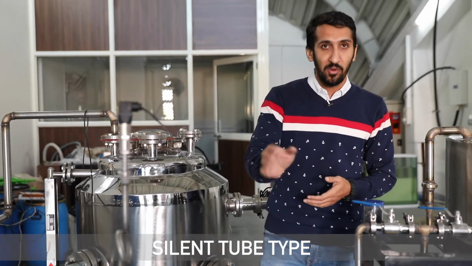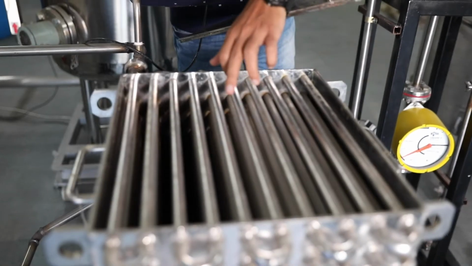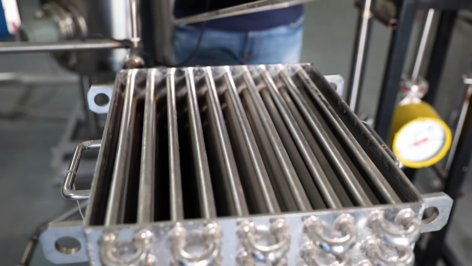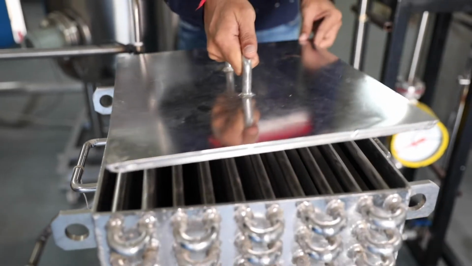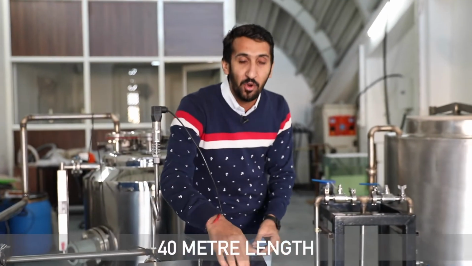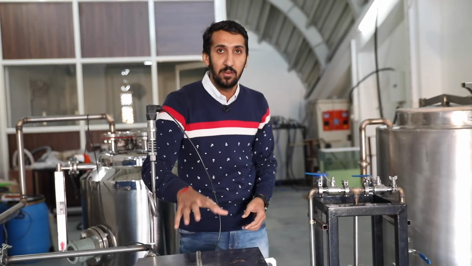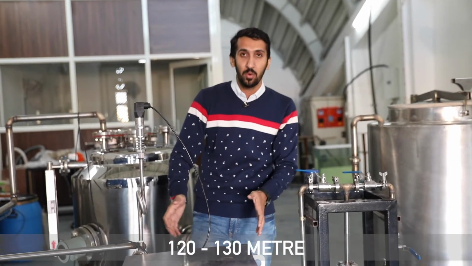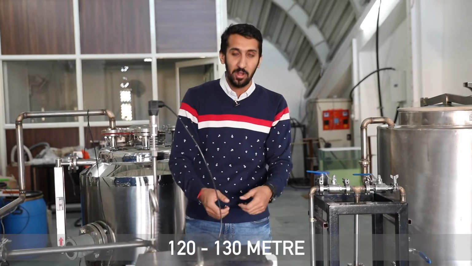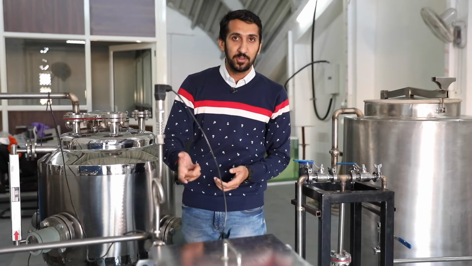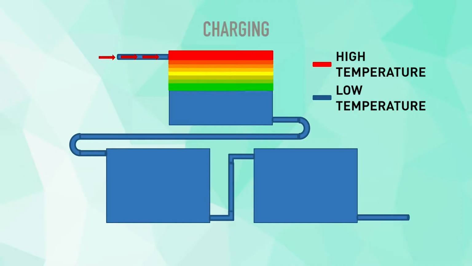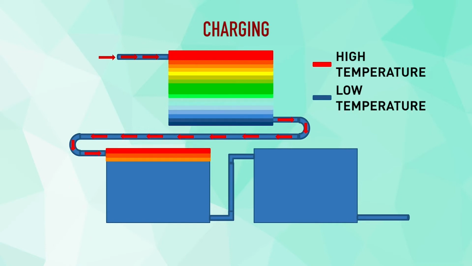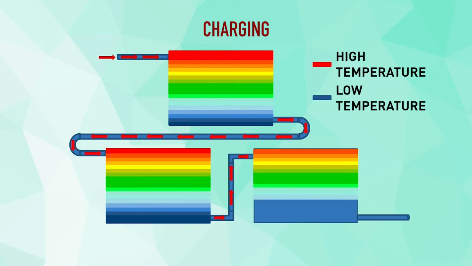This is the shell and tube type of heat exchanger. On the shell side we are taking the phase change materials, and on the tube side there are some 100 tubes in a single heat exchanger. So a total 40 meter length of tubes is there inside this one heat exchanger, and around 120-130 meters including these bends. On the tube side we are taking the heat transfer fluid, Hytherm, for this experiment. During the charging process, mainly the melting of the phase change materials takes place.